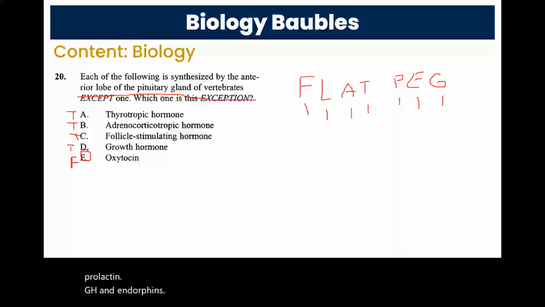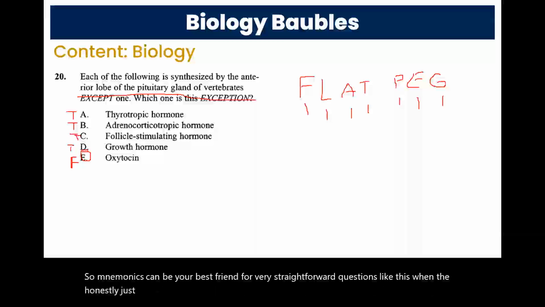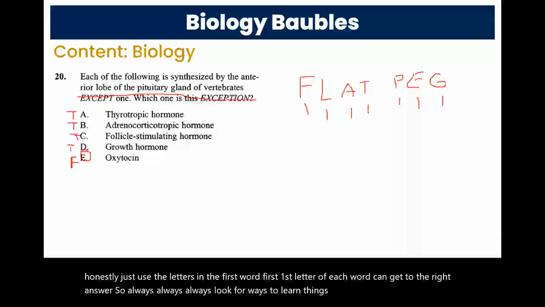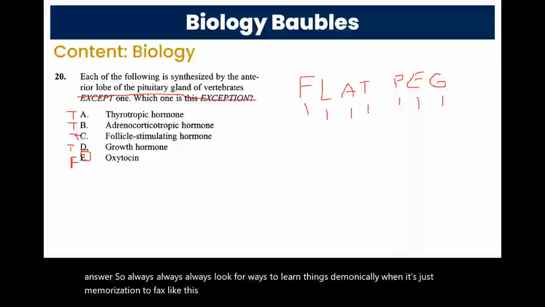So mnemonics can be your best friend for very straightforward questions like this, when honestly, just using the first letter of each word can get you the right answer. So always look for ways to learn things mnemonically when it's just memorizing facts like this. So there you go. That's your first mnemonic device, and you will surely find more.